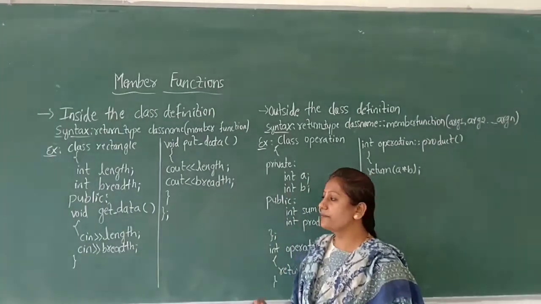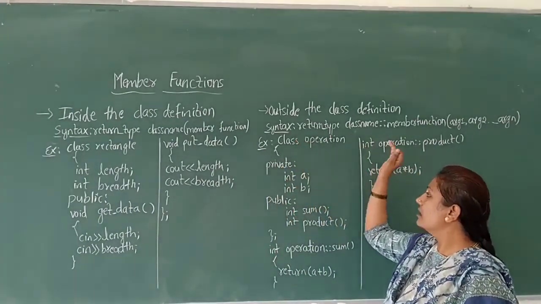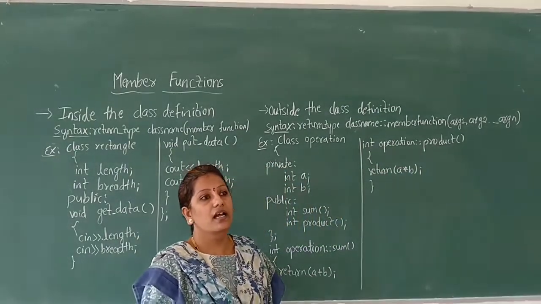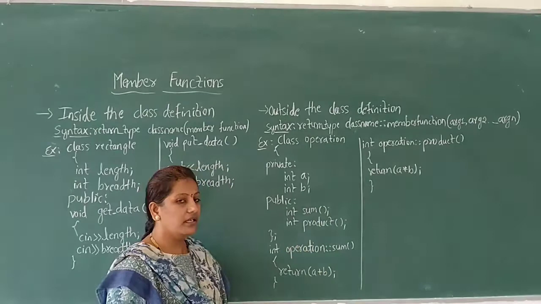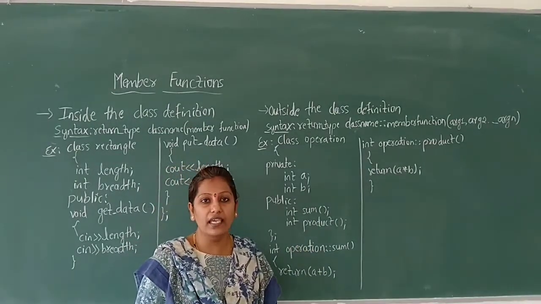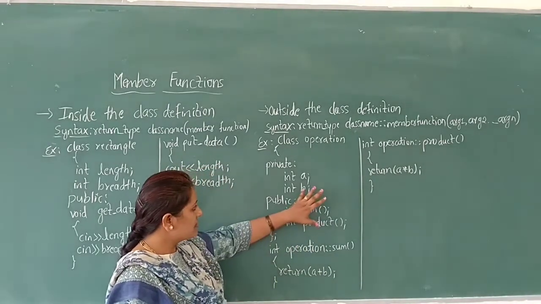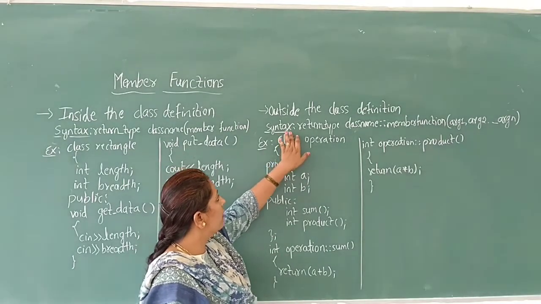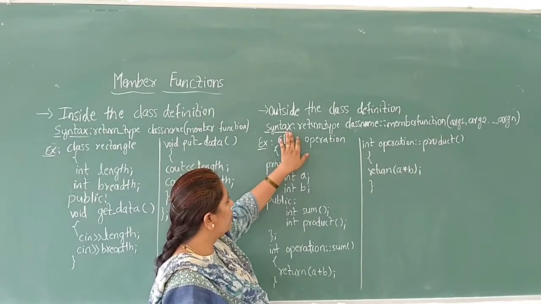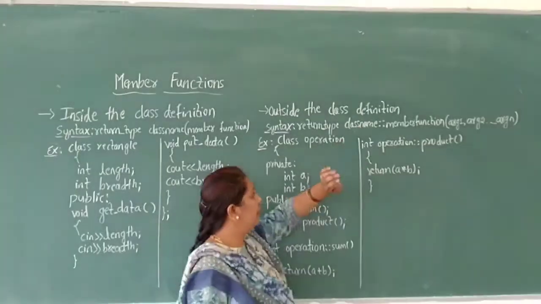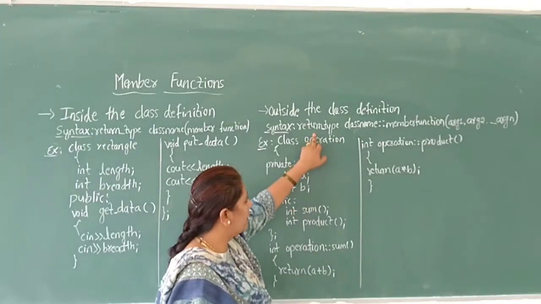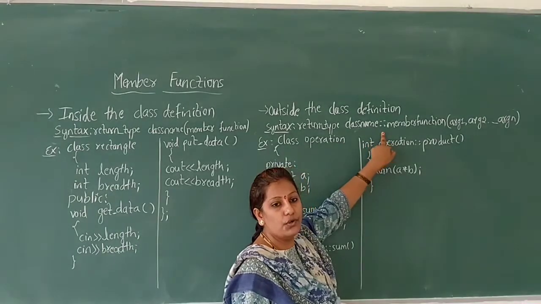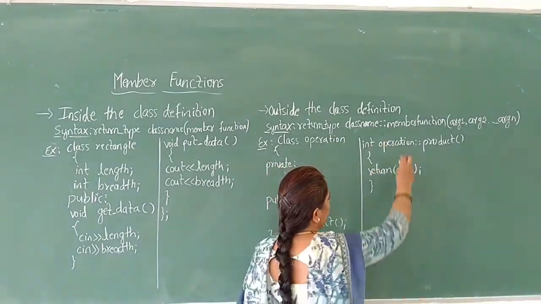The second one is outside the class definition. Member functions which are declared inside the class but defined outside the class. See here, we have to follow this syntax to define a member function outside the class definition. First, we have to include the return type, then the class name with the scope resolution operator.